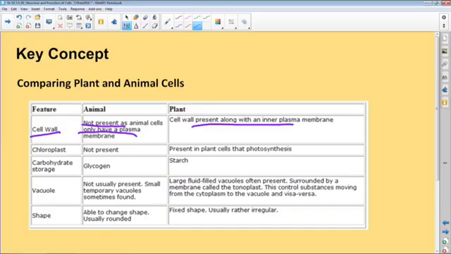What are the cell walls made up of? Cellulose. Okay, don't forget it. It's made up of cellulose.